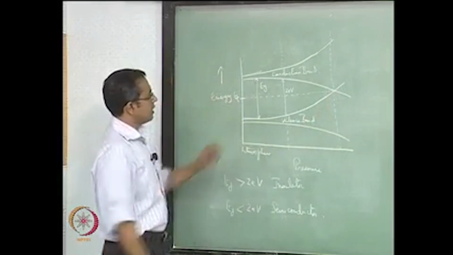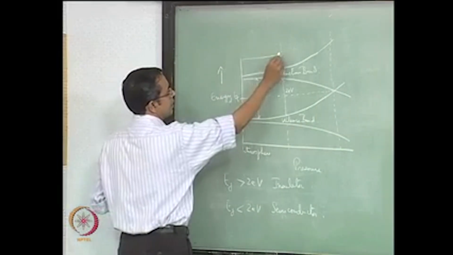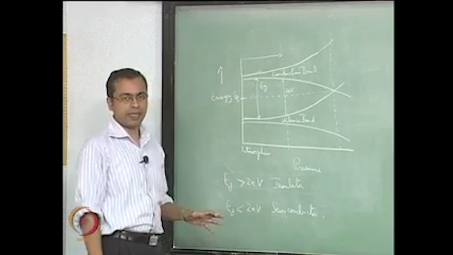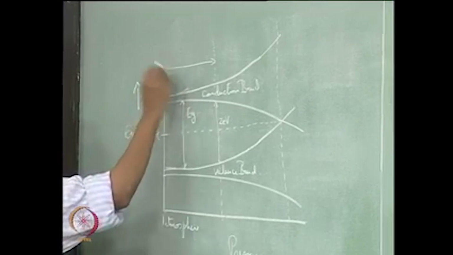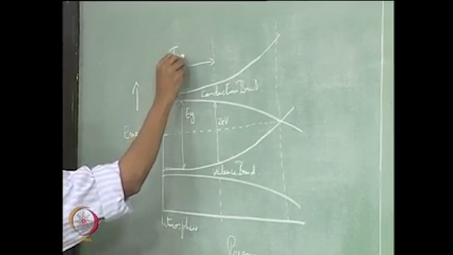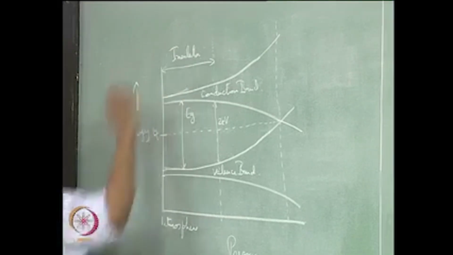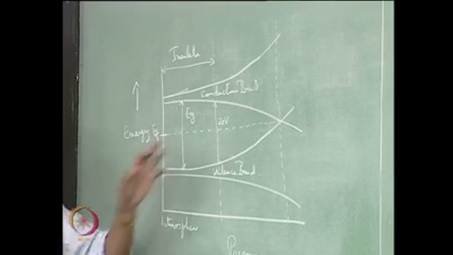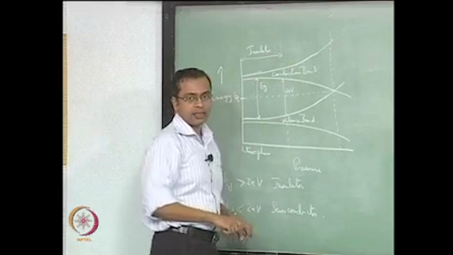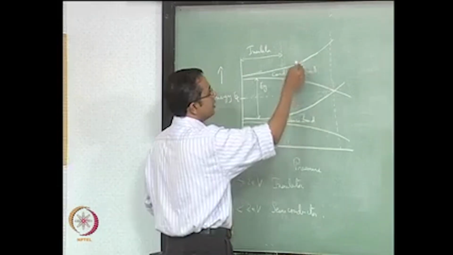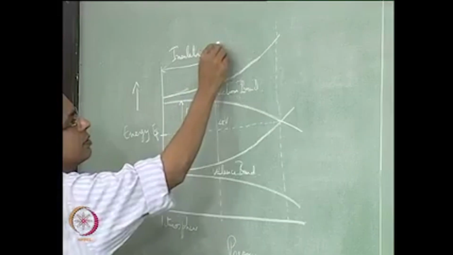For pressure up to here, as you raise the pressure this material is subject to, up to this point it behaves like an insulator. The same material, as you raise the pressure further and further, the band gap has now decreased to less than 2 electron volts. So the material now begins to behave like a semiconductor.